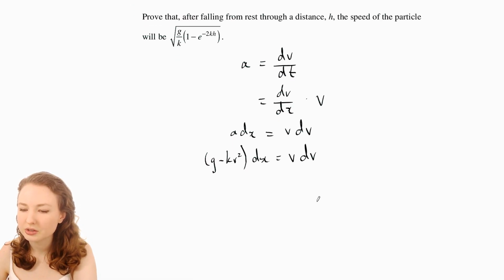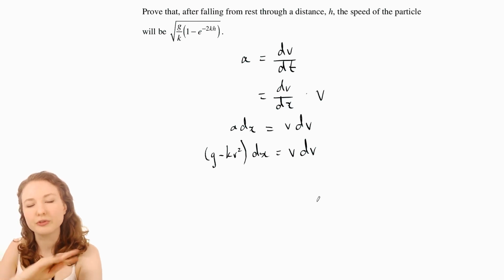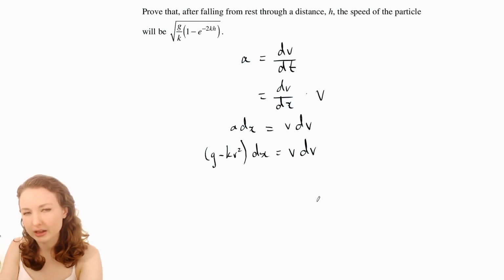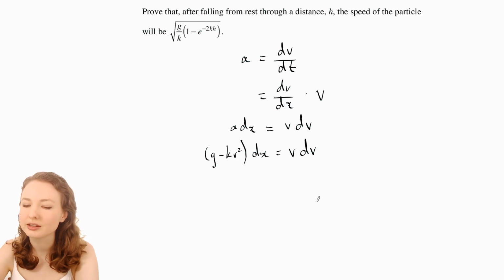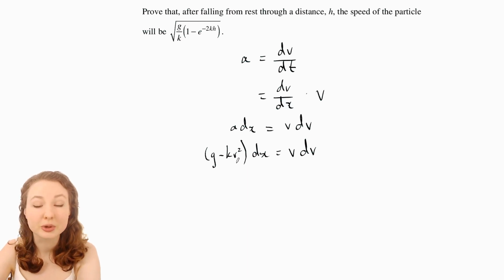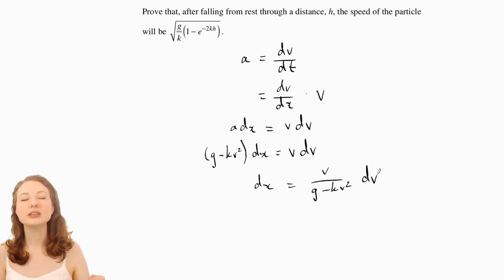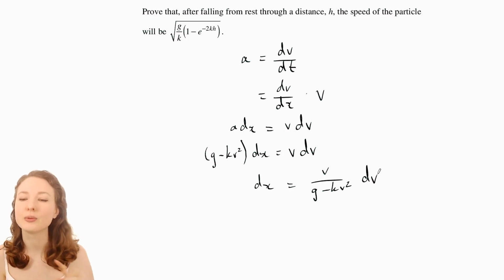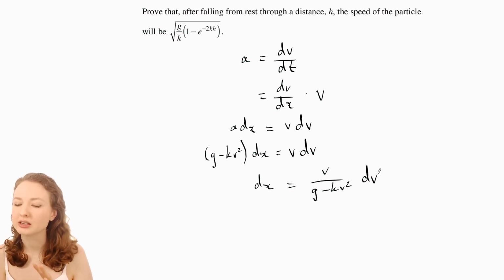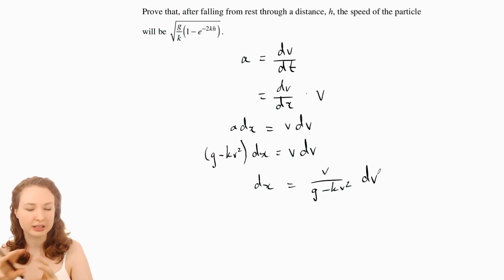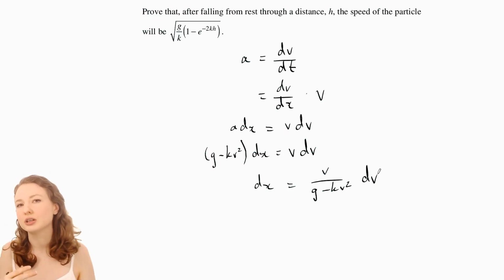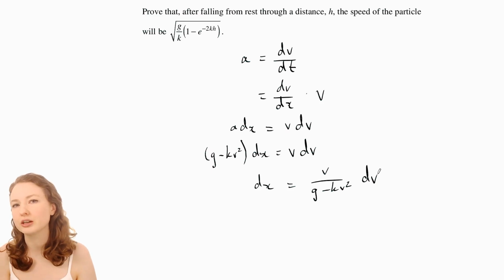So because we want to get all of the v's over one side and all this stuff with x over the other side, what I'll do is just divide both sides by that. So dx is v over g minus kv squared times dv. Now in the solutions, which they have released now, they do this as an indefinite integral, so you've got something plus c, and then they use the initial conditions to solve for c.